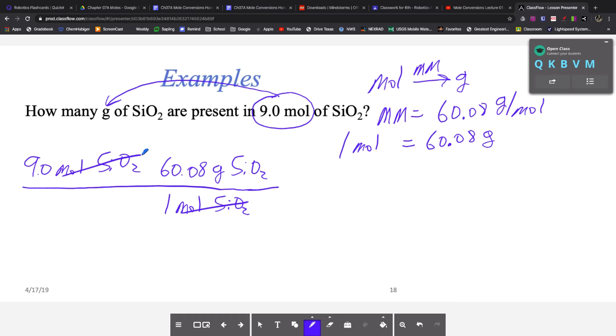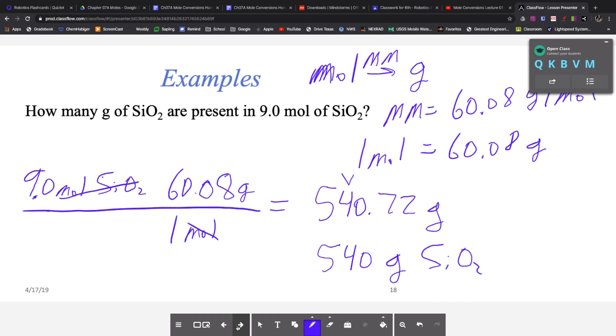So then all I have to do is solve for that. Since 60.08 is on the top, that means we're going to multiply by it. So we take 9.0 times 60.08, and we get 540.72 grams as our calculator answer. 9.0 has 2 significant figures. 60.08 has 4 significant figures, because remember, captive zeros are significant. So that means we're going to be rounding to 2 significant figures.